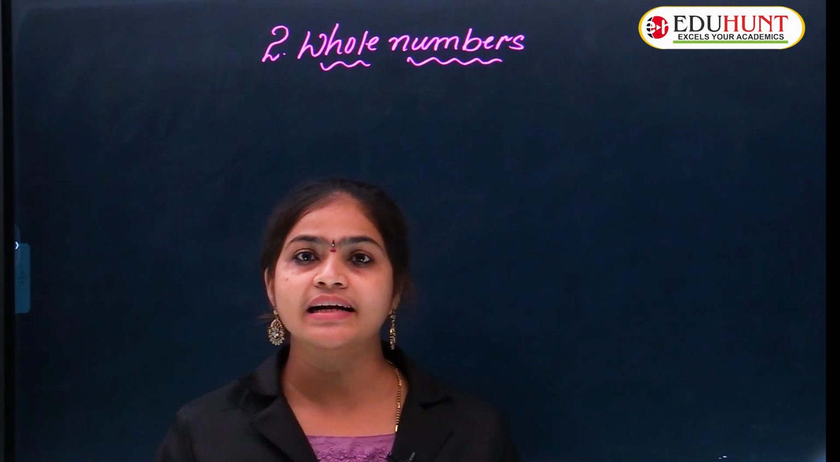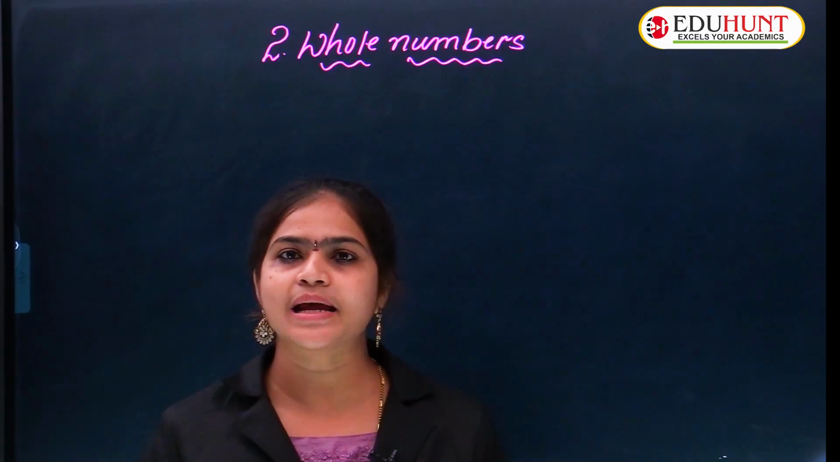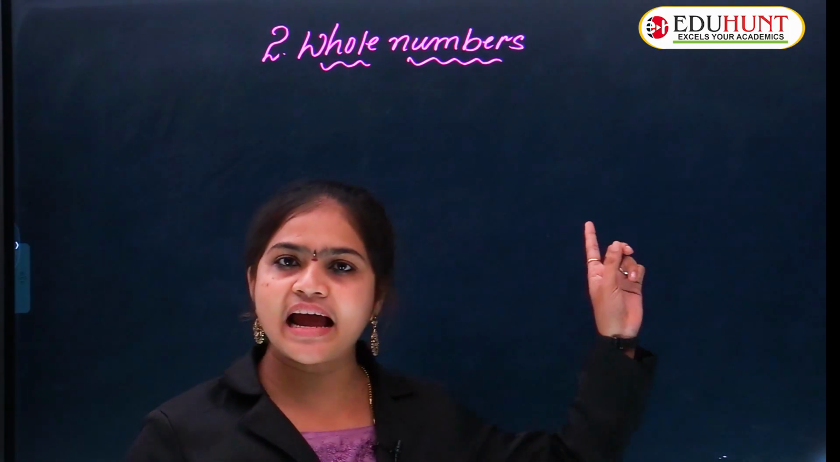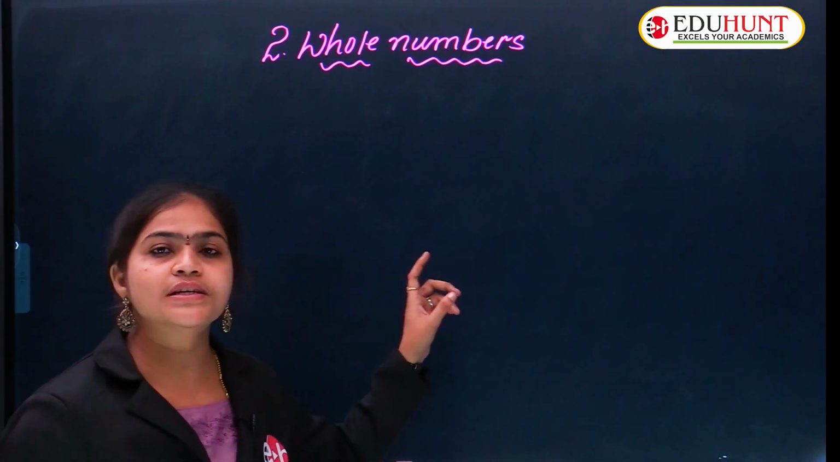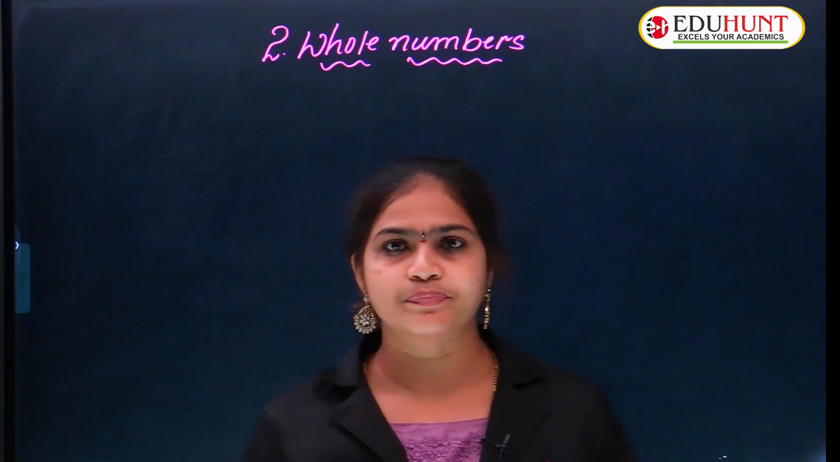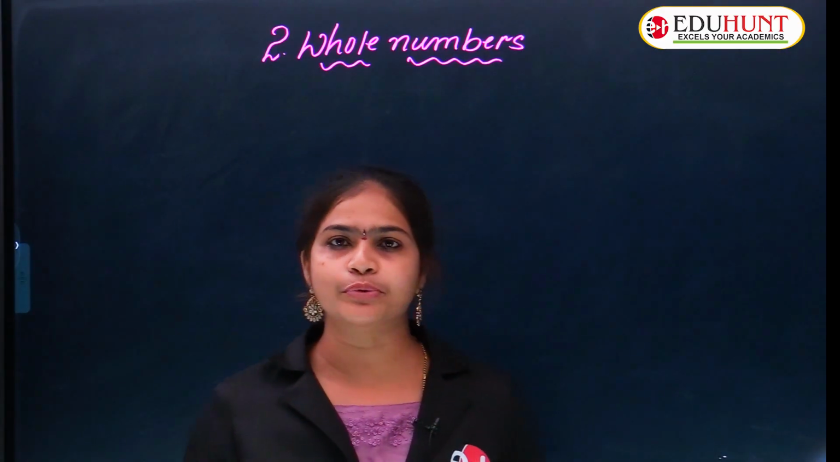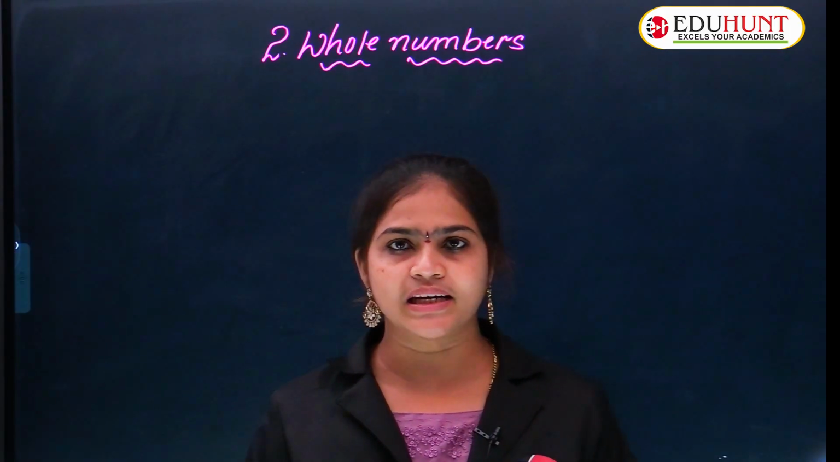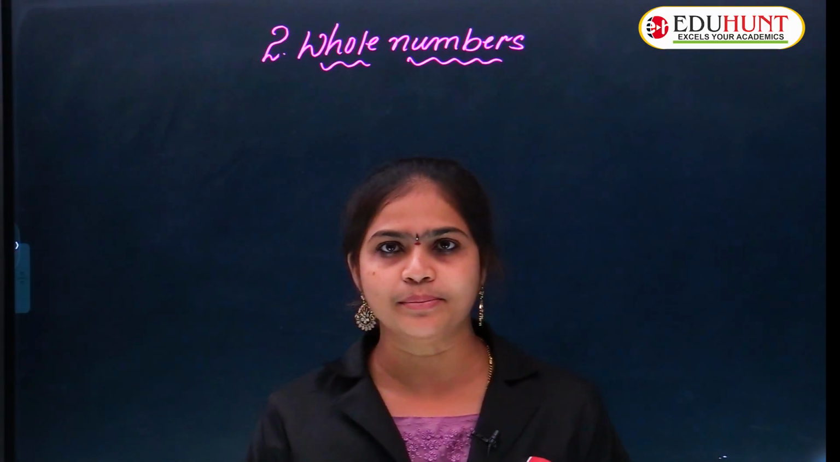Actually, we have some types of numbers. In the types of numbers, the first type is the natural numbers. After natural numbers, we have whole numbers. That's why, before going to that topic, first we will discuss natural numbers. Natural numbers means counting numbers, the numbers we use for counting. Those are known as counting numbers, and counting numbers are known as natural numbers.